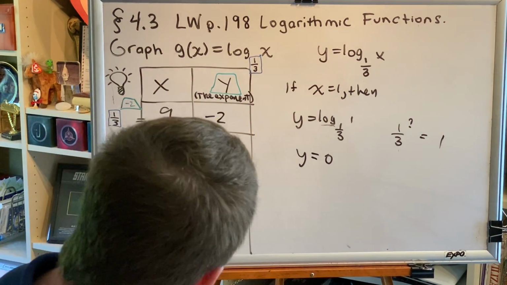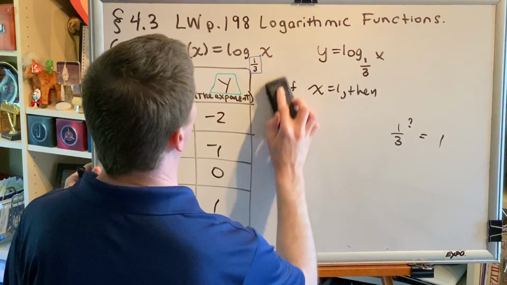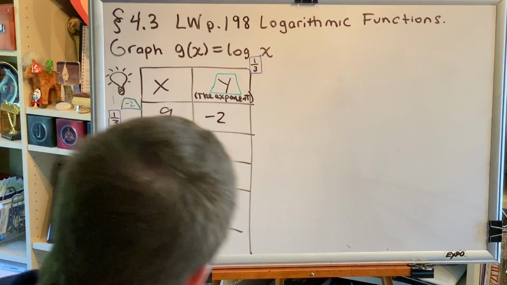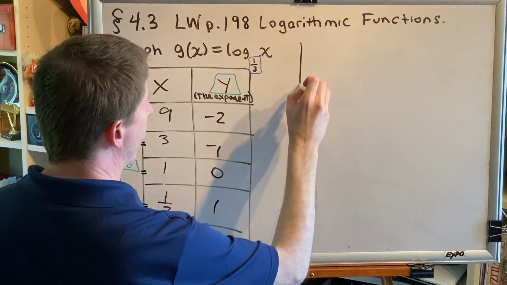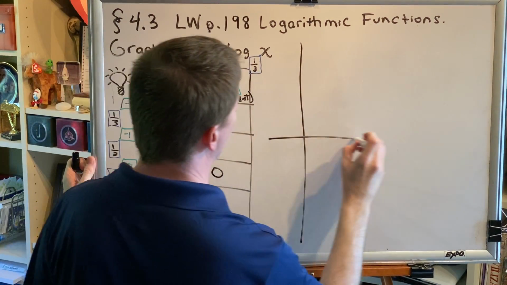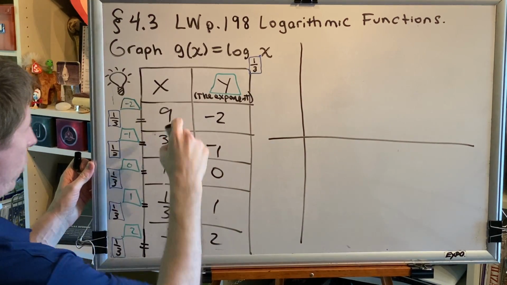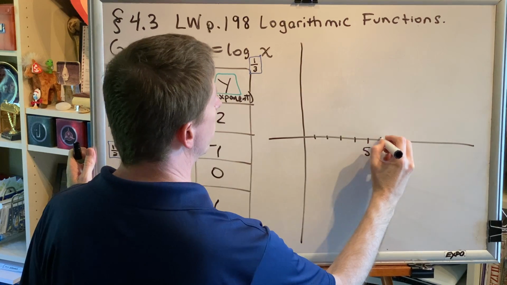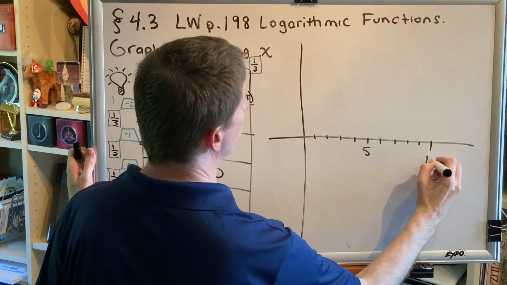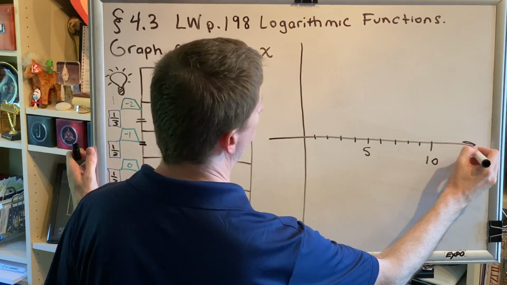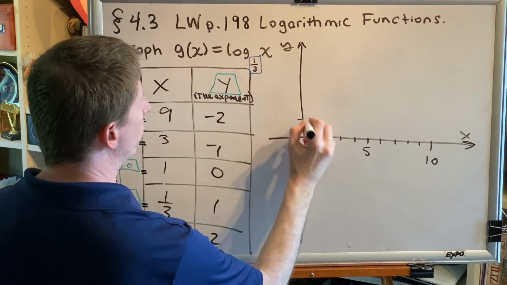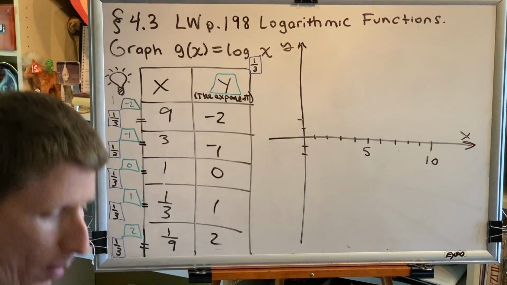Okay, so now I've got all of my points. All I have to do is create the graph. Let's begin. Y-axis, x-axis. My x's go out as far as 9. 1, 2, 3, 4, 5, 6, 7, 8, 9. So if I stop at 10, then I have plenty of room for everything. My y's go from -2 to 2. And now I can plot my points.